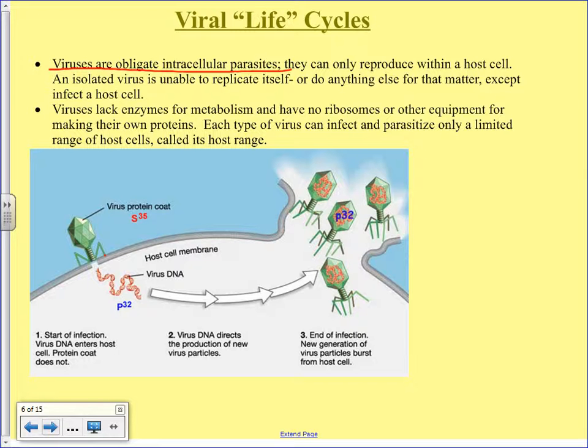The DNA goes to the nucleus, and then the virus directs the production of new virus particles. Pretty soon, the cell pops. Viruses get out. They hijack the cell and make it do what they want. Right? They're cell terrorists. That's what they are.